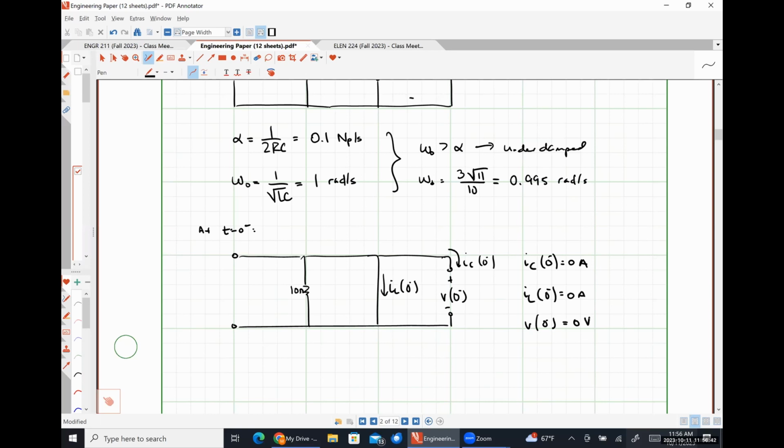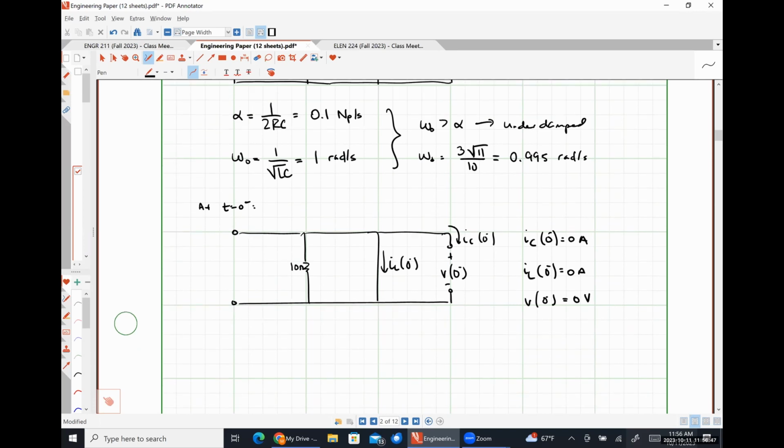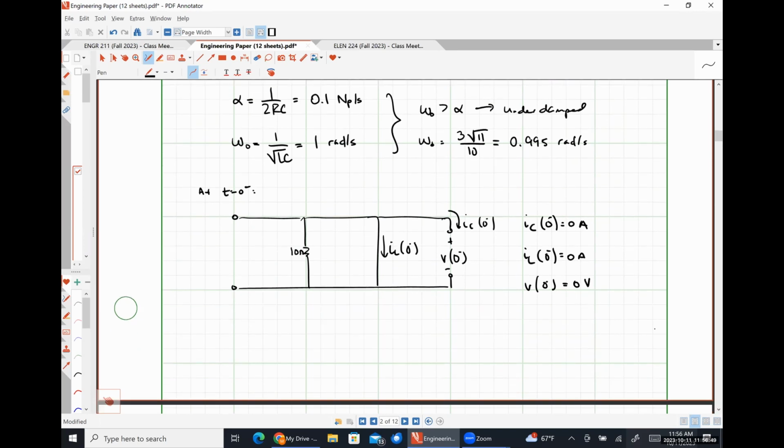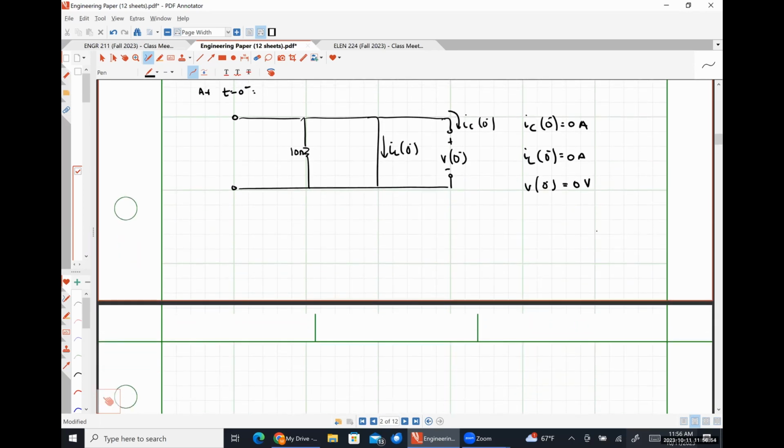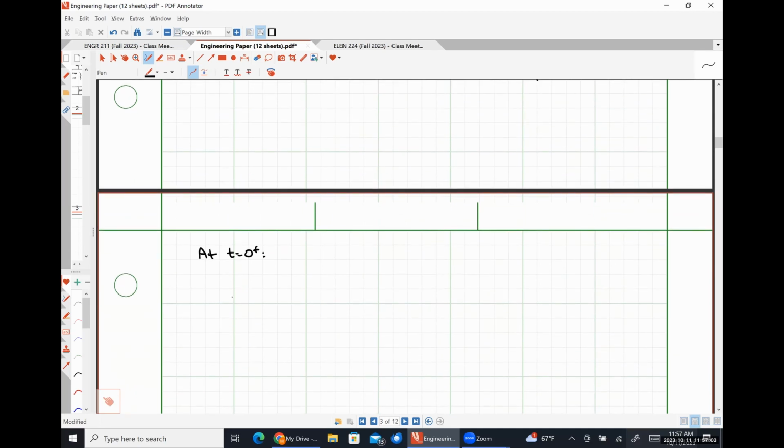Right? There's no source in the circuit, so why would there be any of that stuff? Okay. At t is equal to 0 plus, now our 5 amp source is actually going to be connected. Our resistor is still going to look like a resistor. Sorry, that should be 10 ohms.